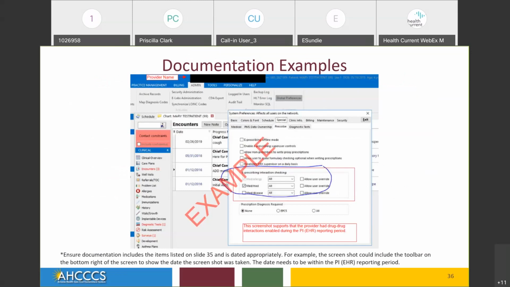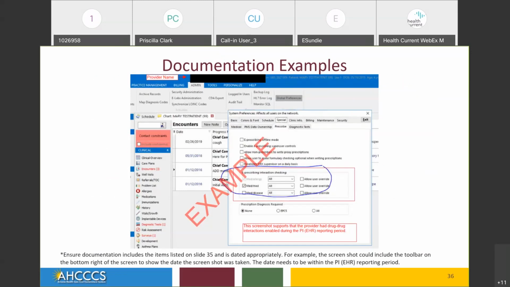Here is an example. As you can see in the top left-hand corner, the provider name was up there, but we had to redact the practice name at the top. Moving down, halfway down, you can see that it talks about medication. It talks about electronic prescribing interaction checking. It talks about the medication and whether there is that interaction. This screenshot supports the provider had drug-drug interactions enabled during the PI reporting period.